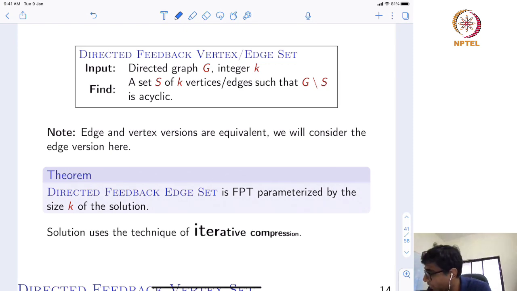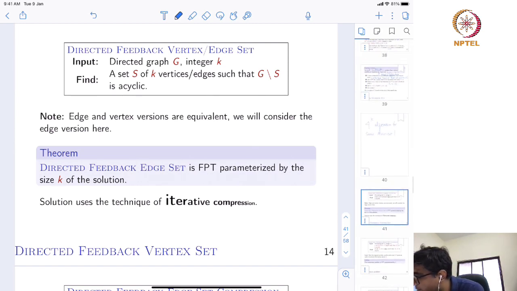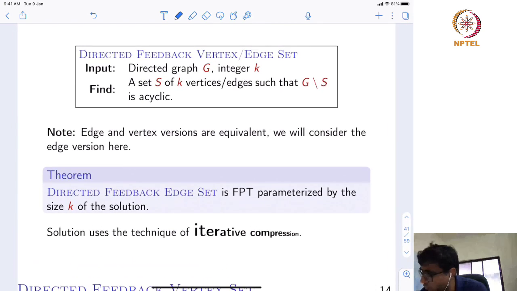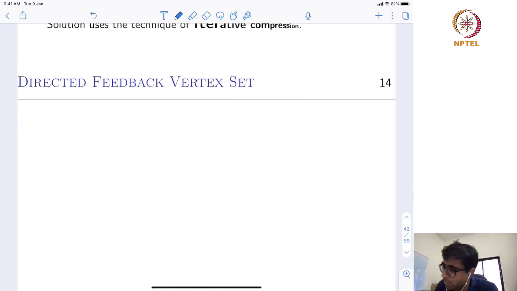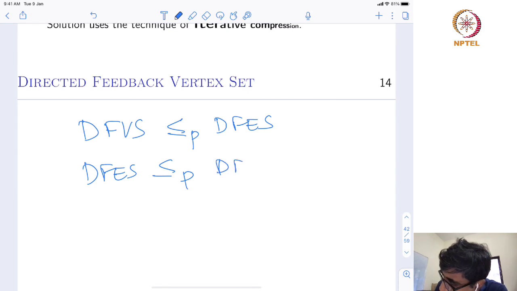It is known that the edge version and vertex version are equivalent. What I mean by this is that directed feedback vertex set reduces in a parameter preserving way to directed feedback edge set, and directed feedback edge set reduces in a parameter preserving way to directed feedback vertex set.